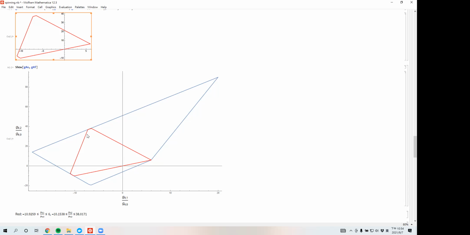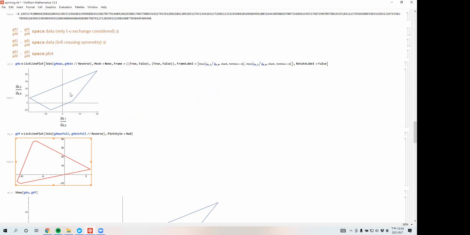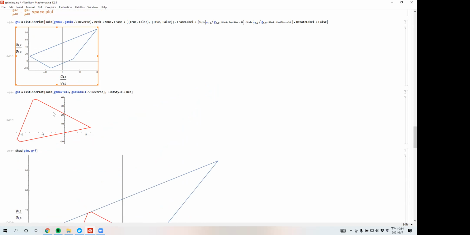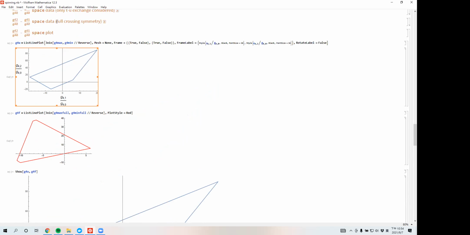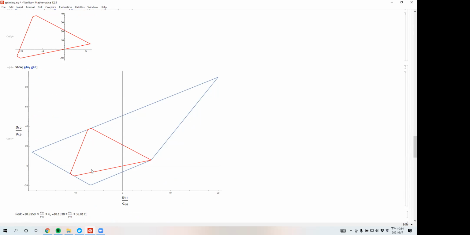So this is the space. The original plot will be the same plot as in Zvi's paper, right? Yeah, and the old EFT paper. And if we include the ST symmetry, we will get this red one.